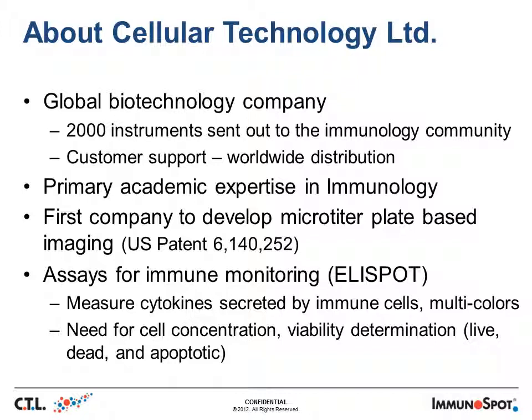As we developed these assays, we noticed a linear correlation between the number of cells and the amount of cytokine detection. That was not surprising, but this then led to the determination of purity of these cells, and we developed that through viability studies at CTL. Now, these viability studies determine live, dead, and apoptotic cell numbers.